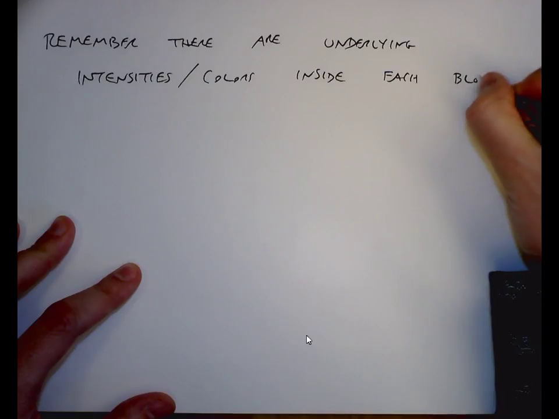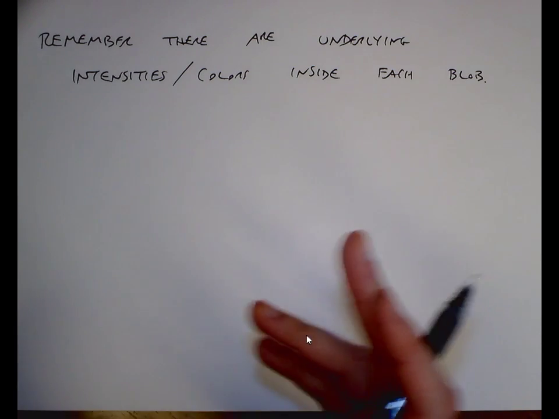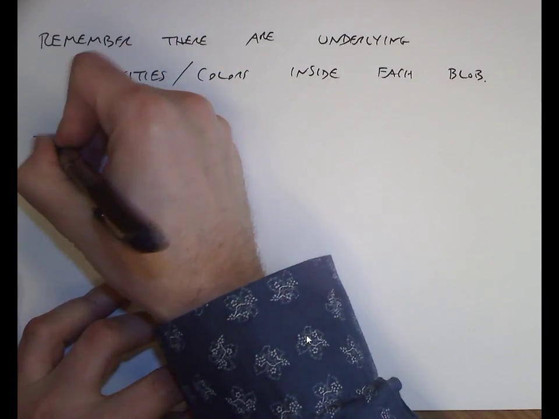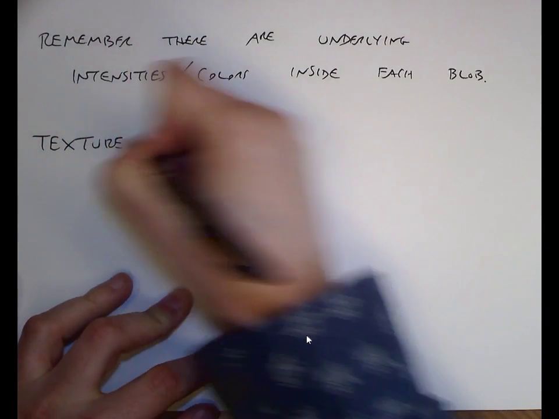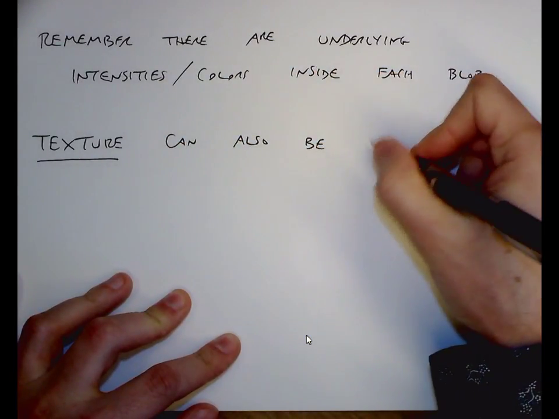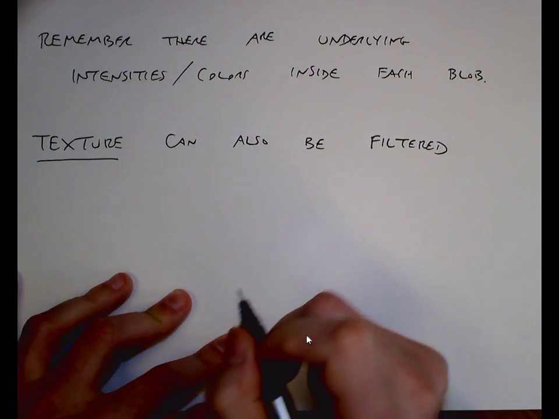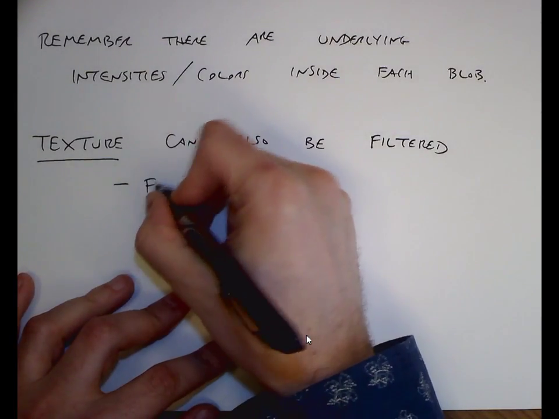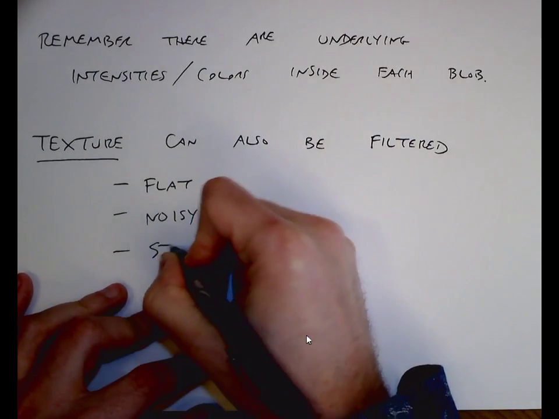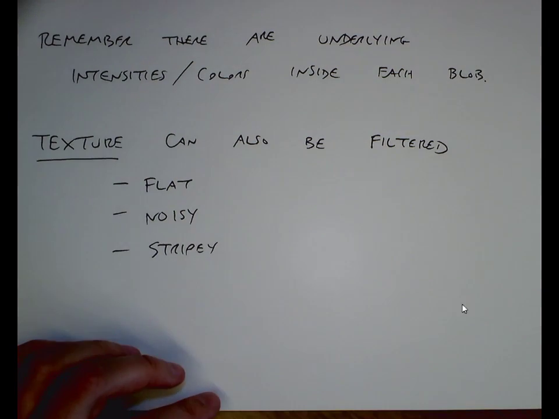And so instead of just purely segmenting the shape of the blob, I can go back and say, okay, now that I've got this blob, what was going on inside of it, right? What we care about is the texture can also be filtered, right? That can also be a place where I filter things. And so what do I mean by that? I care about whether this region is flat or noisy or stripy, something like that, right? Now, I could use the Fourier transform to do this, right?